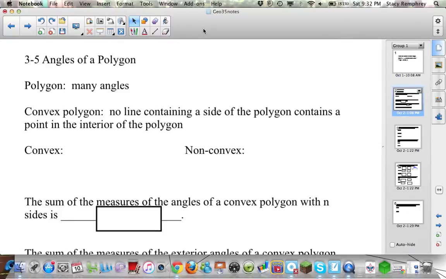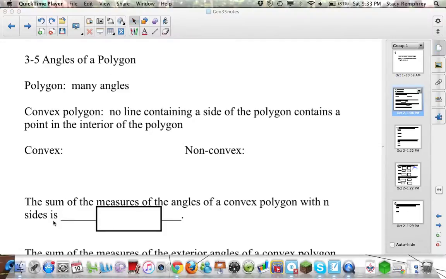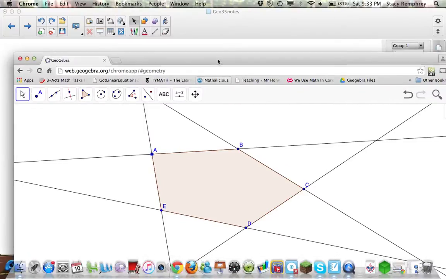As I go to the next slide, you're going to see a polygon is something that has many angles. Poly means many. A convex polygon: no line containing a side of the polygon contains a point in the interior of the polygon. I think the best way for me to describe that is interactive.